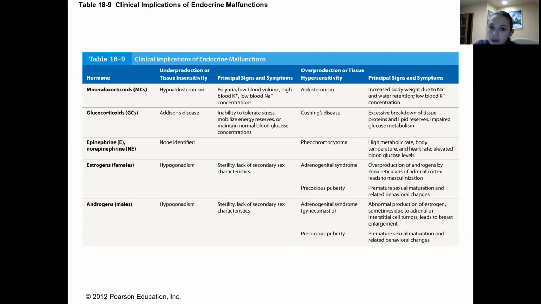The main symptoms will be inability to tolerate stress, mobilize energy reserves, or maintain a normal level of glucose. Cushing disease, whose main symptoms will be excessive breakdown of tissues, proteins, and lipid reserves, and impairment of glucose metabolism.